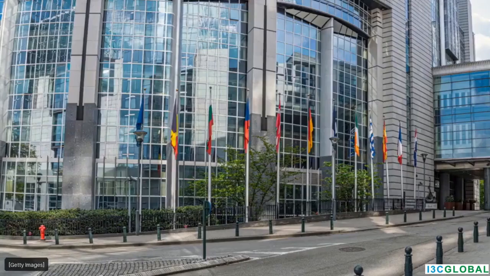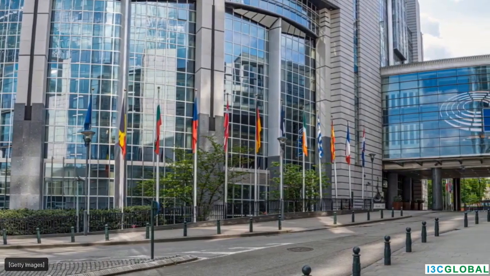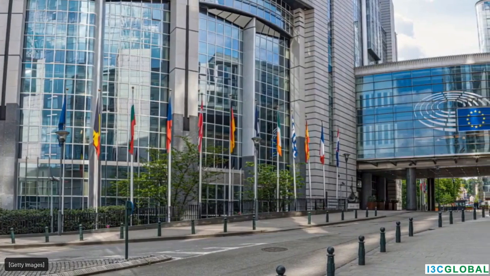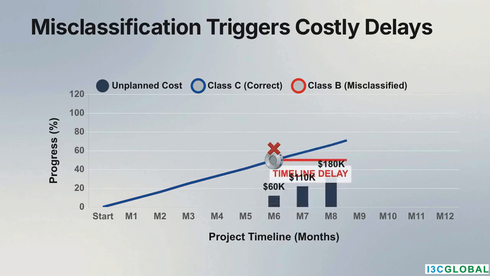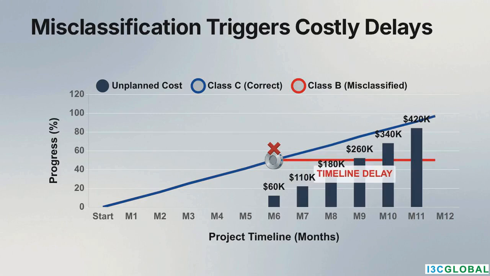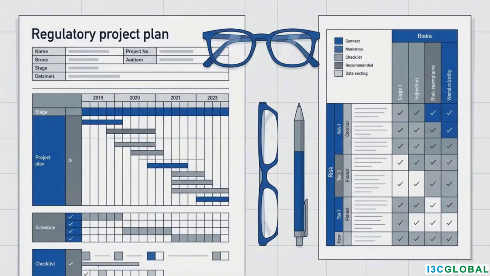The IVDR framework serves as a proportional defense mechanism designed by European legislators to ensure public health safety. This data illustrates the impact of a classification error. If a device is incorrectly identified as Class B instead of Class C, the project faces immediate rejection, resulting in significant timeline delays and unplanned costs. Third-party scrutiny increases in direct proportion to patient risk, leaving zero room for assumptions during the planning phase.